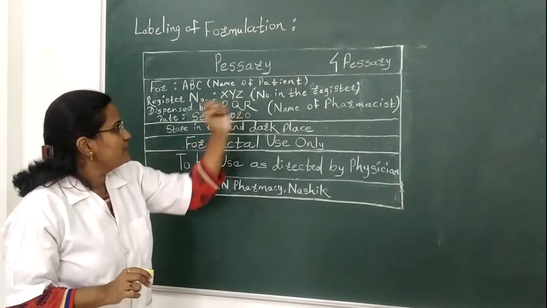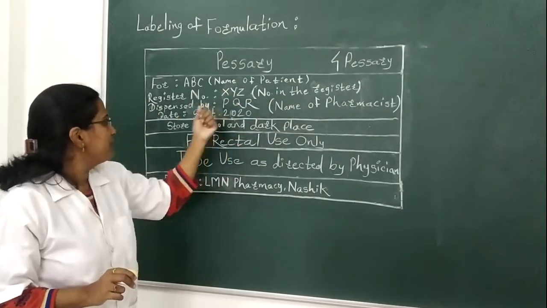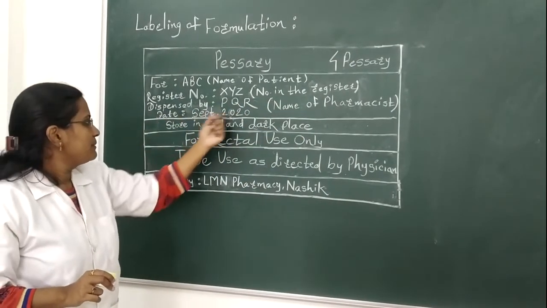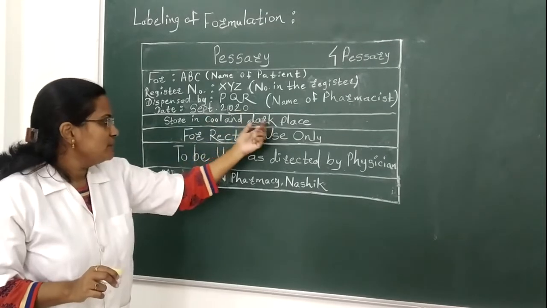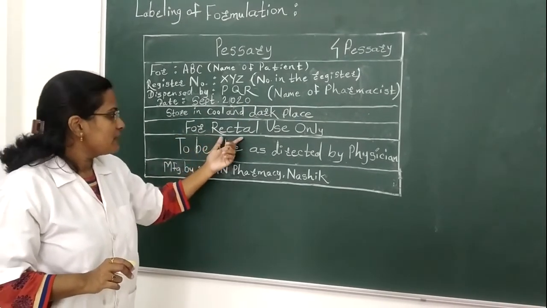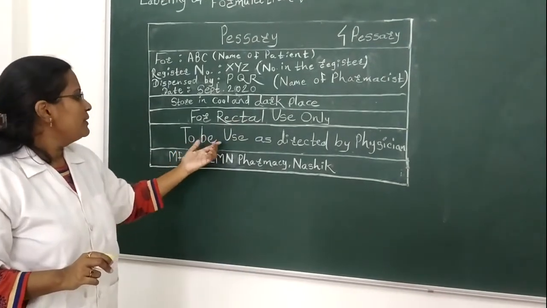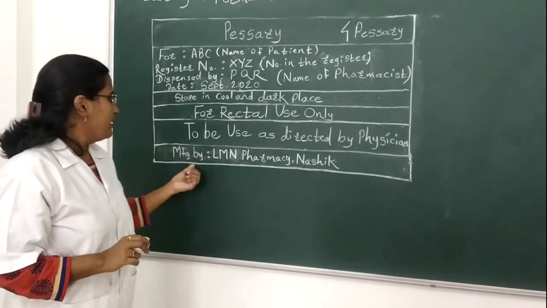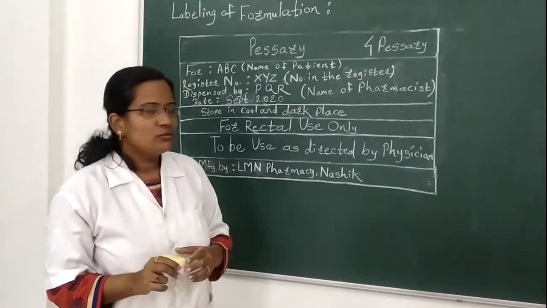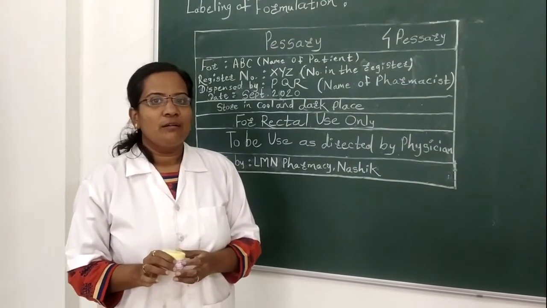The label reads: pessary, 4 pessary for ABC, that is the name of the patient, register number XYZ, which is the number given in the register, dispensed by PQR, that is the name of the pharmacist. Manufacturing date September 2020, store in a cool and dark place. These pessaries are always stored in the refrigerator. These are used for rectal use, or anyone can also use them for vaginal use only. To be used as directed by the physician. Manufactured by Element Pharmacy Nashik. Result: the 4 pessary are stored in this wide mouth bottle for inspection with special instruction on the label.